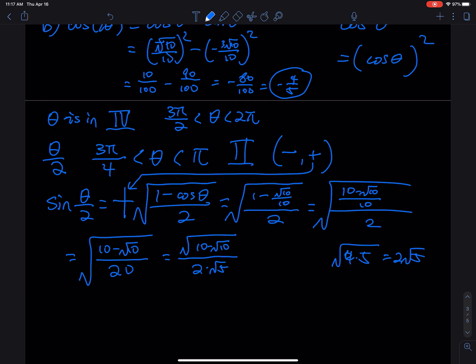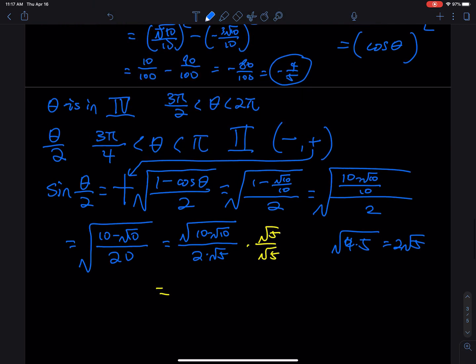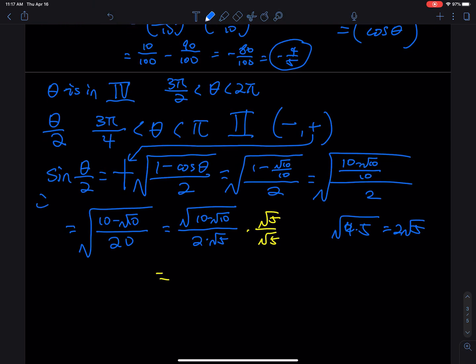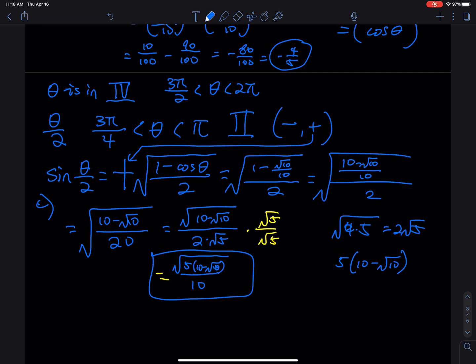Multiply the top and bottom by root 5. What do you get? So that gives you, this is part C by the way, 10 in the denominator. The 5 you can just distribute, just like this. 5 times 10 minus root 10, or you leave it right there if you don't want to distribute. So that is your final answer.